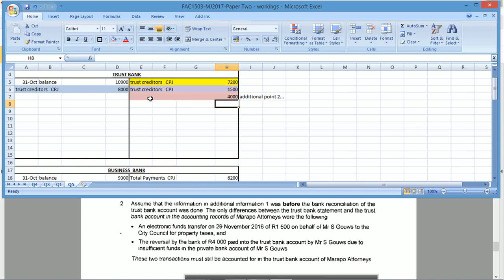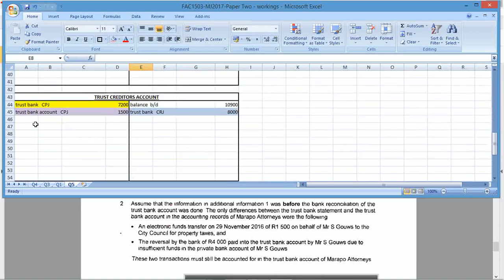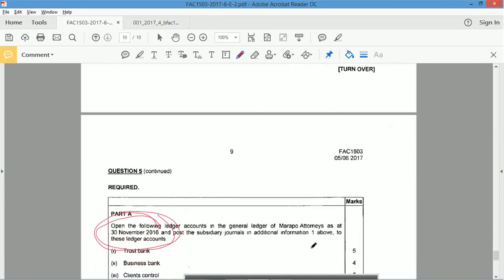Hold on, the trust bank account in terms of money, money will come out of the accounts, and then you'll owe the customer less. So trust creditors again, 4,000. Where's my trust creditors? Here it is. Because then you're owing them less, not owing them more. The liability decreases. Okay, so trust bank account, $4,000. Great. These two transactions must still be accounted for, which we did. Is that it? Yep, that's it.